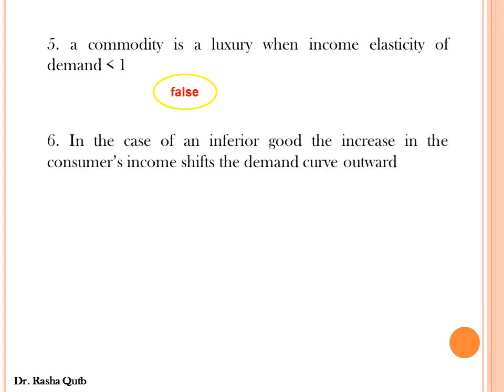Number 6, in the case of an inferior good, the increase in the consumer income shifts the demand curve outward. This sentence is false because for an inferior good, the income elasticity of demand is less than 0, which is negative. So any increase in the income leads to a decrease in the demand for the commodity, and the demand curve will shift inwards or leftward.